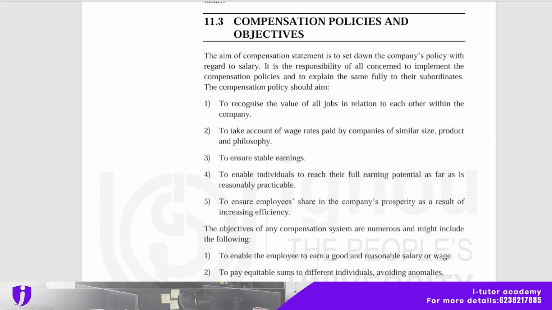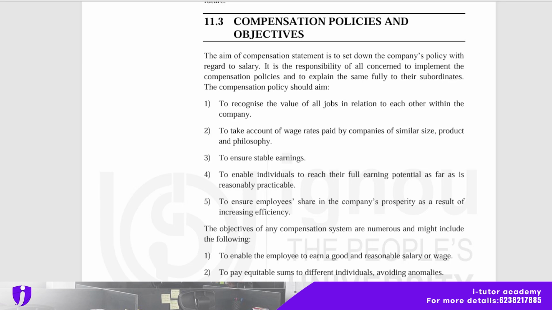Next is compensation policies and objectives. The aim of a compensation statement is to set down the company's policy with regard to salary. It is the responsibility of all concerned to implement the compensation policies and to explain the same fully to their subordinates. The compensation policy should aim, first, to recognize the value of all jobs in relation to each other within the company. Next, to take account of wage rates paid by companies of similar size, product, and philosophy. Third, to ensure stable earnings. And fourth, to enable individuals to reach their full earning potential as far as is reasonably practicable.